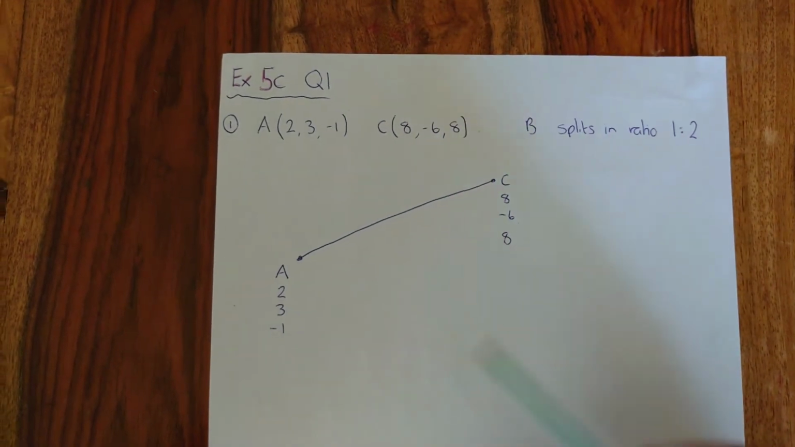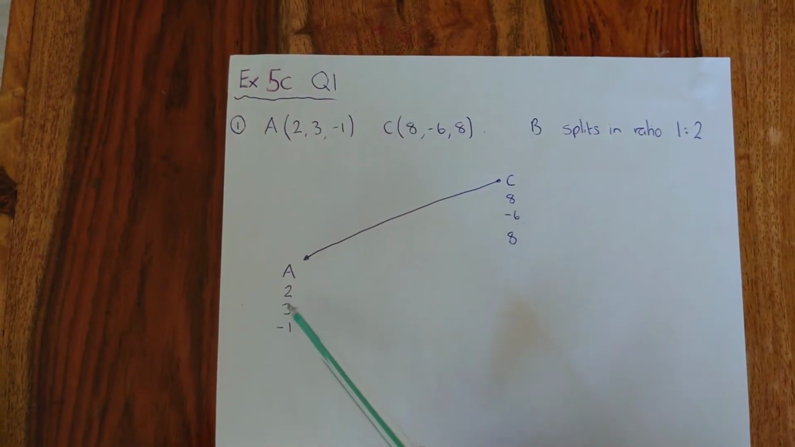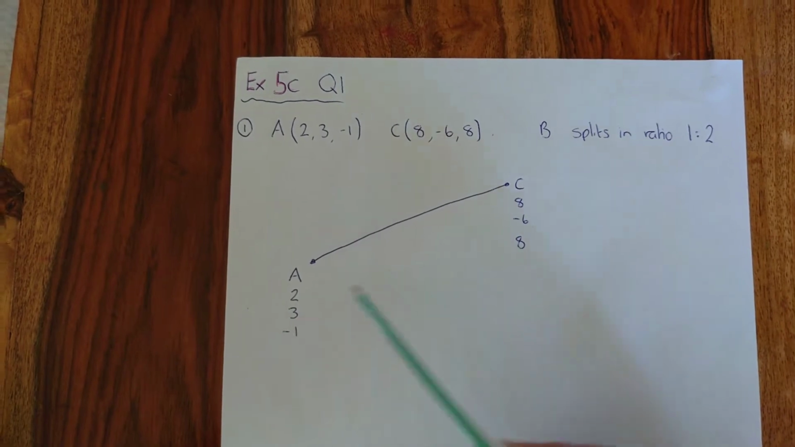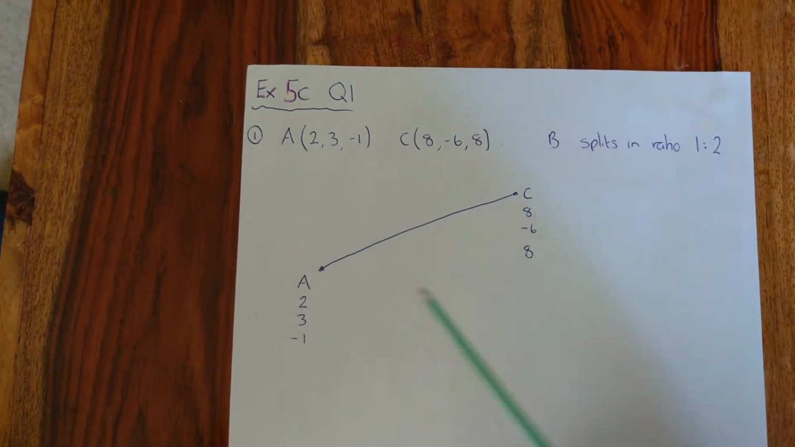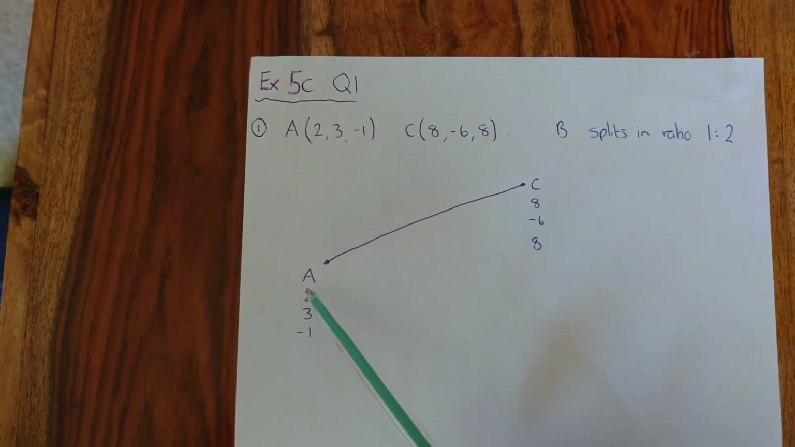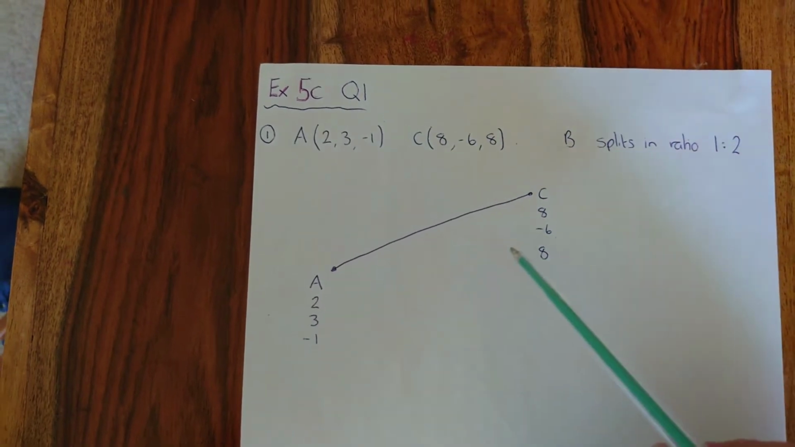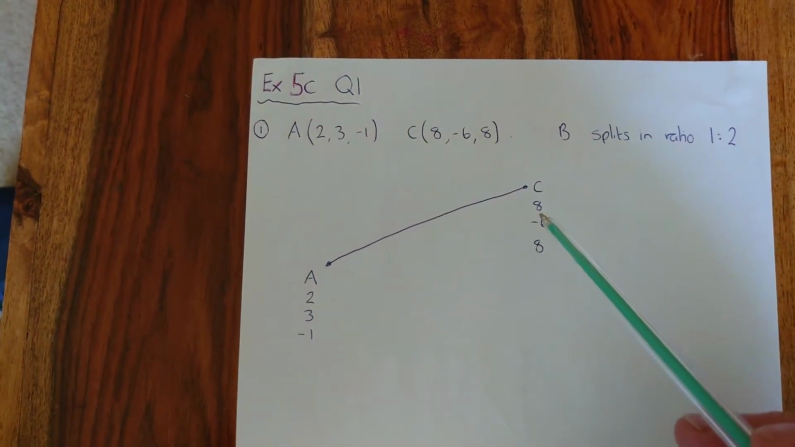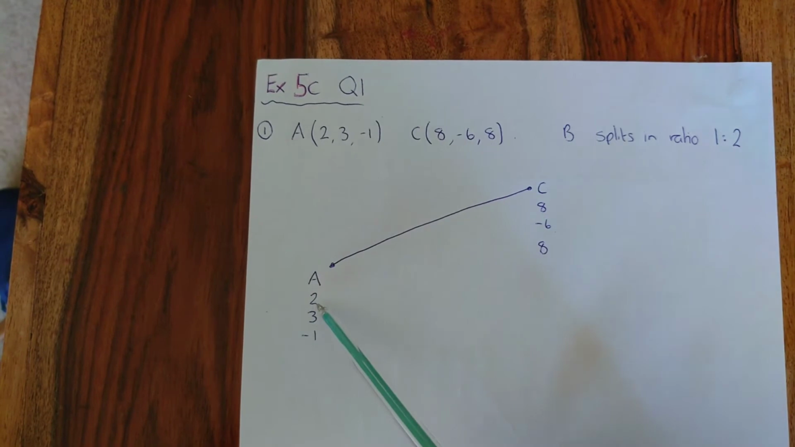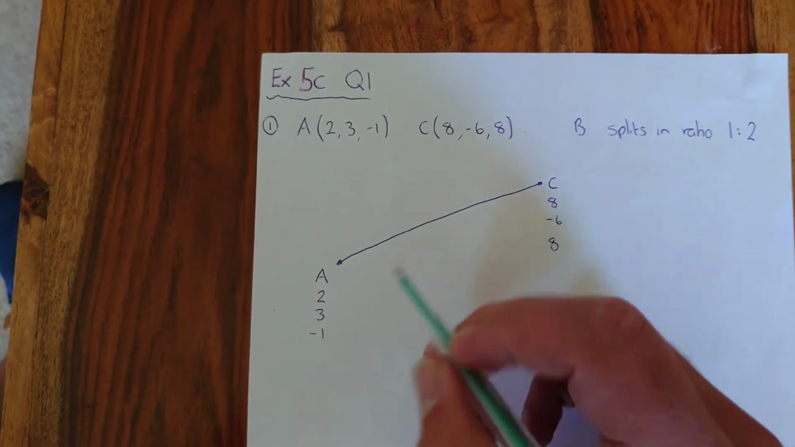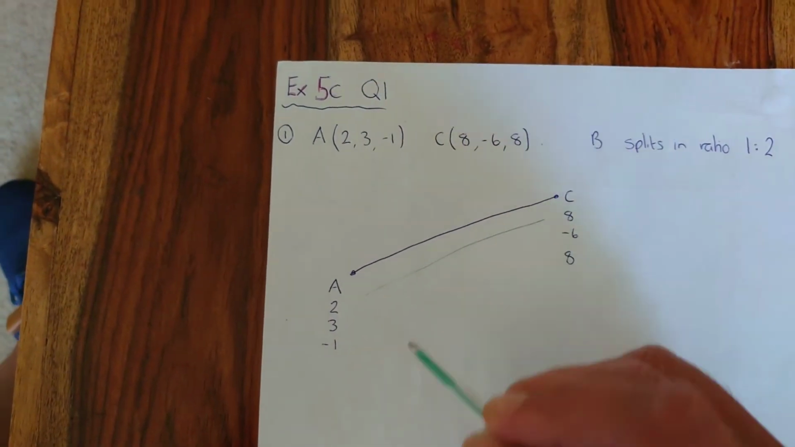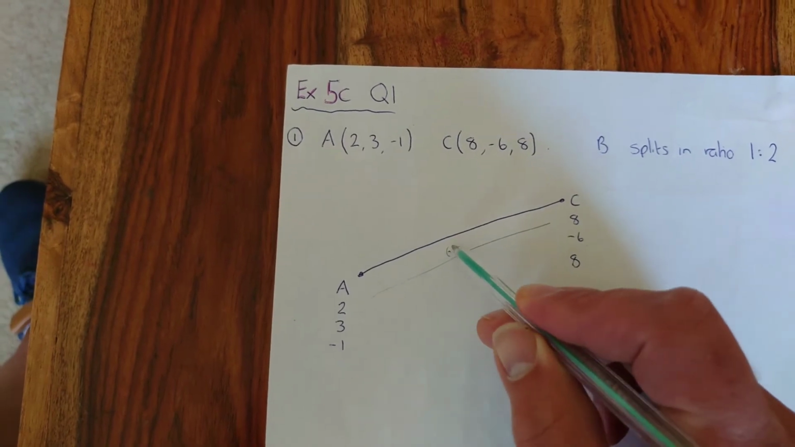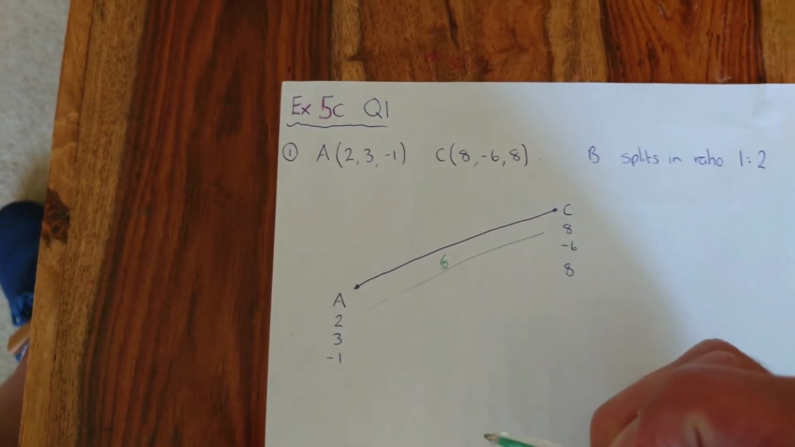The first step to these sort of questions is simply to find the difference between the x, y and z coordinates of each of these 2 points. So if we start by looking at A, which has an x coordinate of 2, and C has an x coordinate of 8, I'm just going to find the difference between 2 and 8. That difference from 2 to 8 is obviously a difference of 6. So I'll just mark that in there.